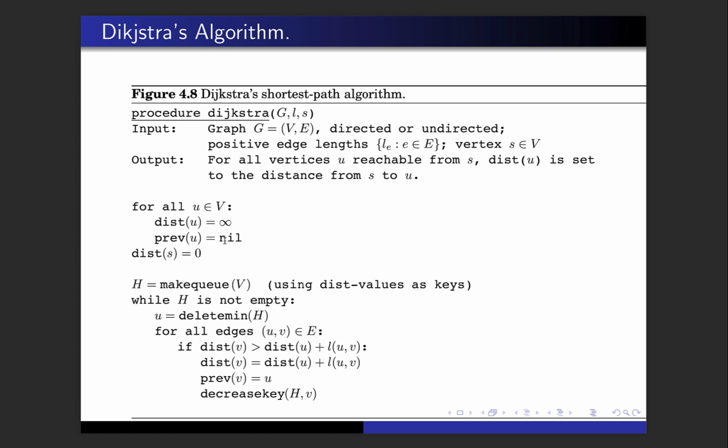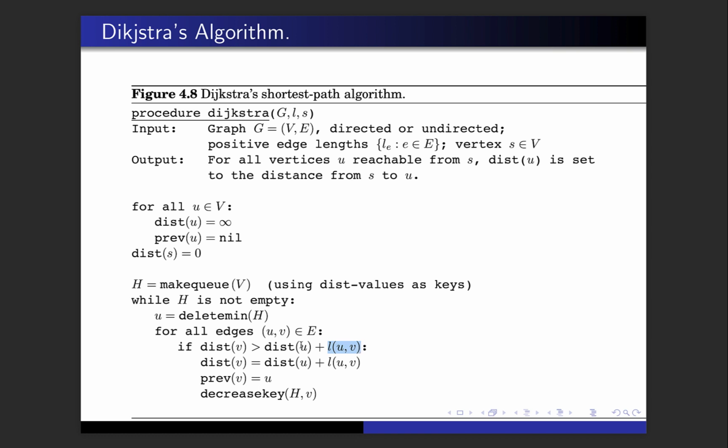And then once we have this vertex U, I'm going to explore all the edges out of this vertex U to another vertex V in my graph. Once I am looking at one of these edges, I am going to see if the current value of the distance to V is bigger than the distance to U plus the weight of the edge from U to V.